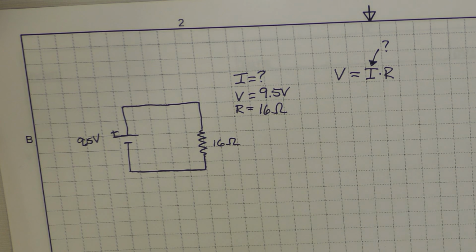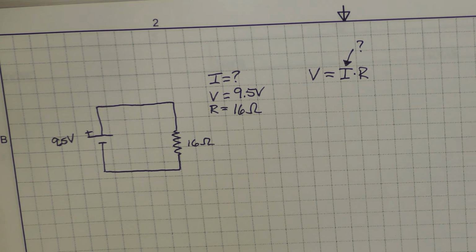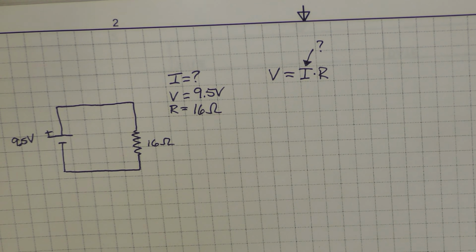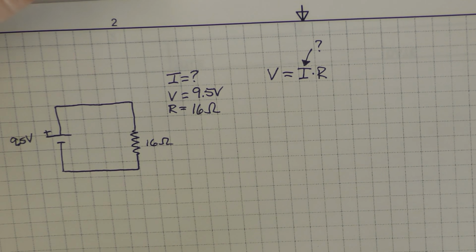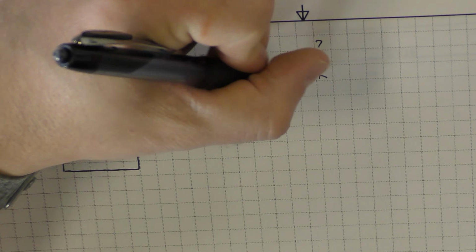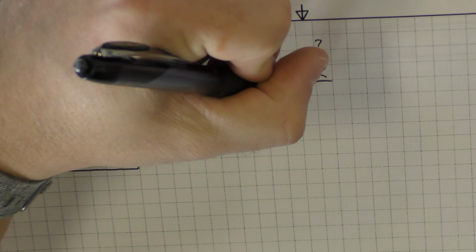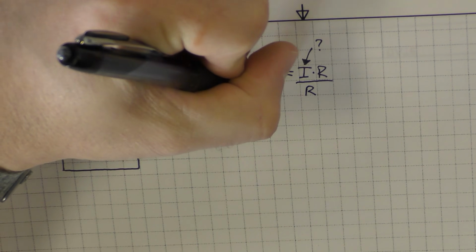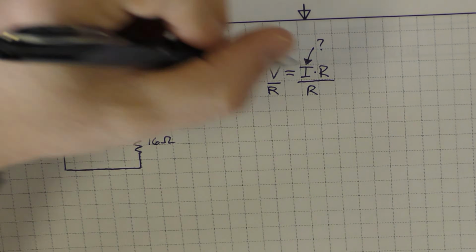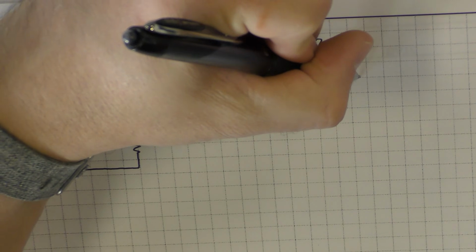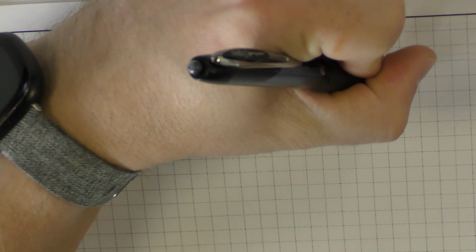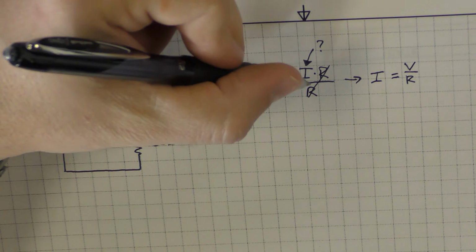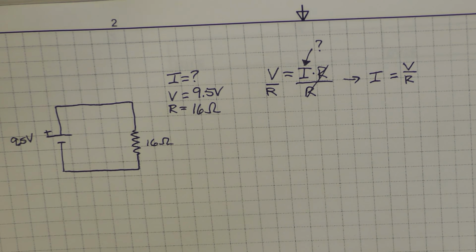Okay, so in this problem though, we are looking for current, which is represented by the letter I. So if we want to get I by itself, we need to move it to the other side of the equation. To do that, we need to get rid of the multiplication. To do that, we're going to do the opposite of multiplication, which is division. So we're going to divide both sides by the other term, in this case R. R cancels R, and when we rewrite our equation, we get I is equal to V divided by R. I flipped my equation around so that I have my unknown on the left side.